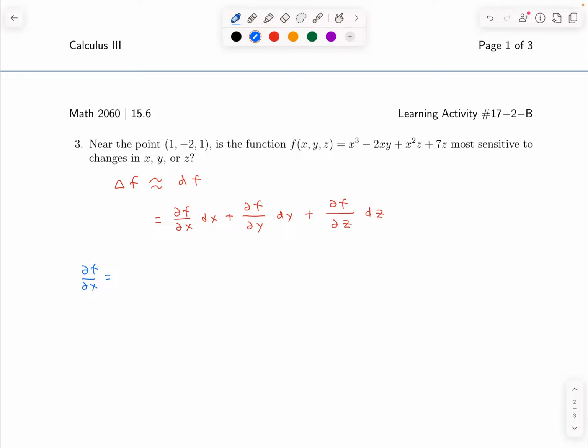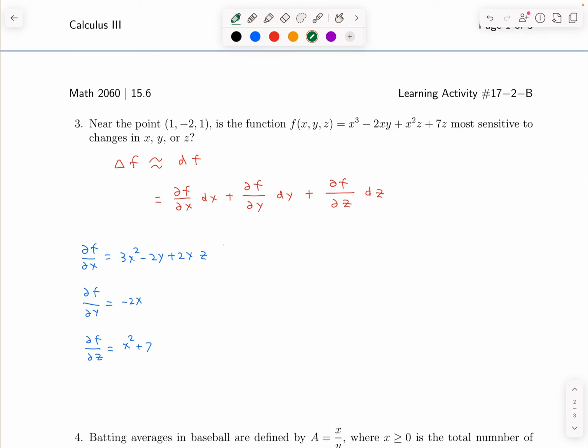So we should have 3x squared minus 2y plus 2xz. And partial f over partial y should be negative 2x. Nope, that's just negative 2x. Good. Partial f over partial z should be x squared plus 7. Okay, x squared plus 7.